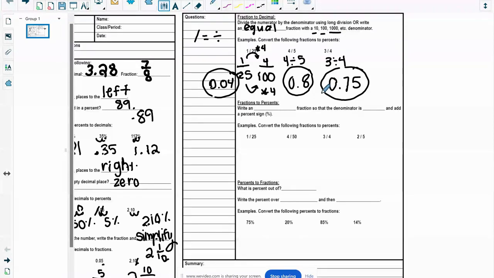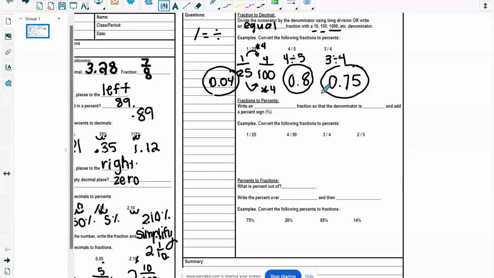Fractions to percents. So if we are starting at a fraction and we want to make it a percent, you can write an equal fraction. So the denominator is 100. And then whatever number's on top. For example, if I have like 37 over 100, that equals 37% because percent is out of 100. So whatever number on top would be our percent then.